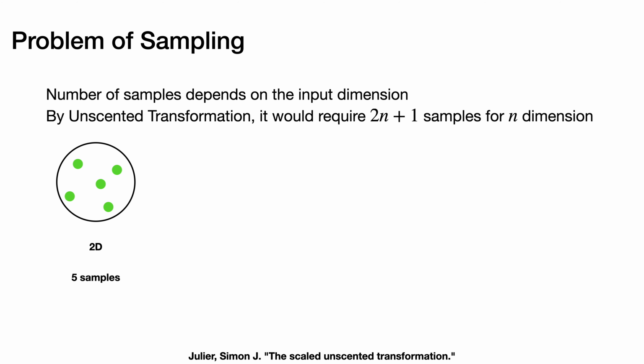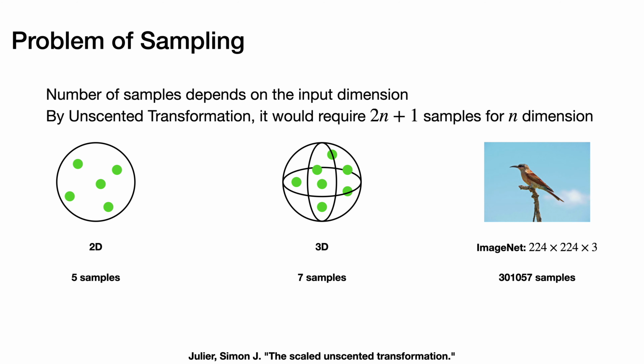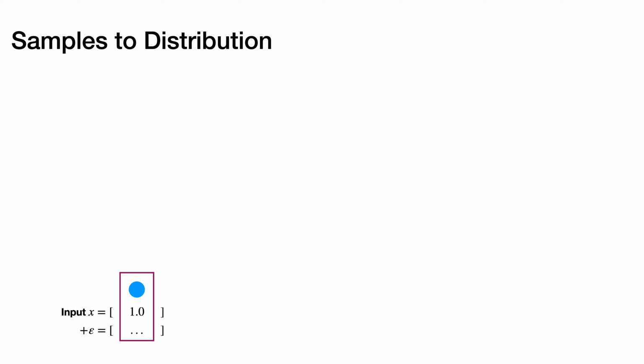But by the unscented transformation theory, it would require 2n plus 1 samples for n-dimensional data to make an accurate estimation. For 2D data, it requires 5 samples. For 3D data, it requires 7 samples. But for ImageNet data, the dimension is so high that it requires more than 300,000 samples. On the other hand, if we can measure the distribution directly instead of using samples, we can break the dependency on the dimension. Let's first look at 1 pixel of the input.